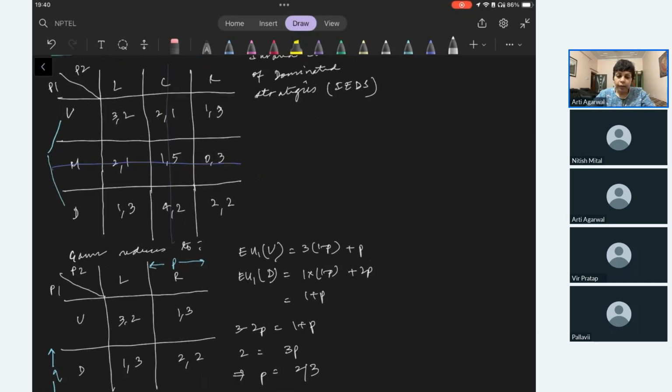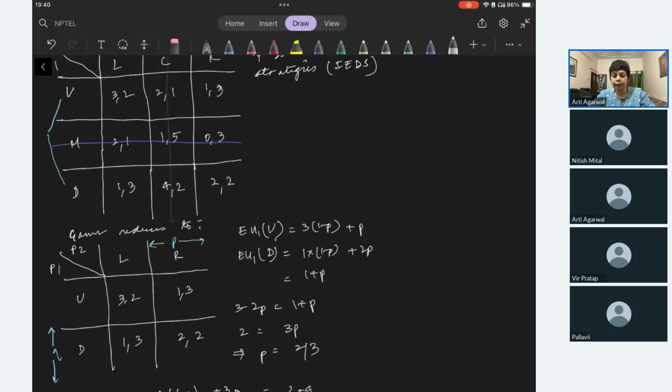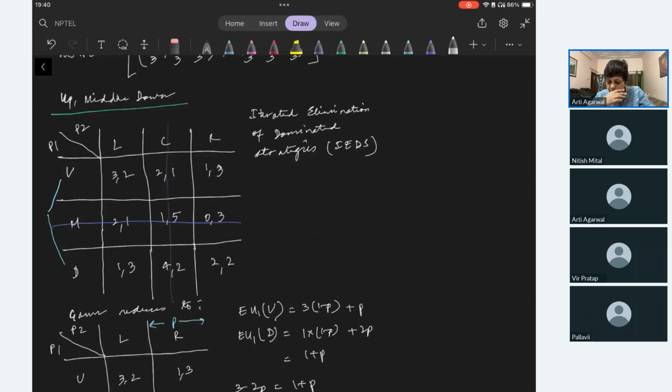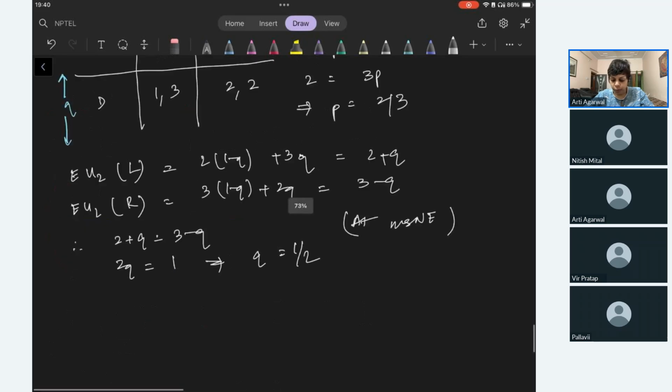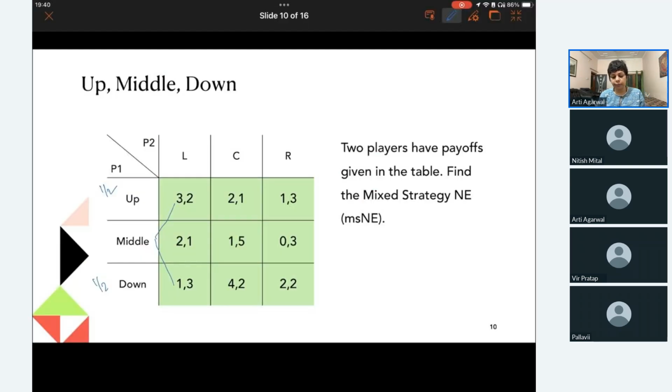So in that situation, it makes sense. But if we had not deleted M, it was not dominated, which is why it's called iterated. You cannot delete all of them at the same time. Sequentially keep deleting the strategies. Okay, so this is the famous up, middle, down game. Go back. Found this equilibrium. Now we come to the penalty kick.